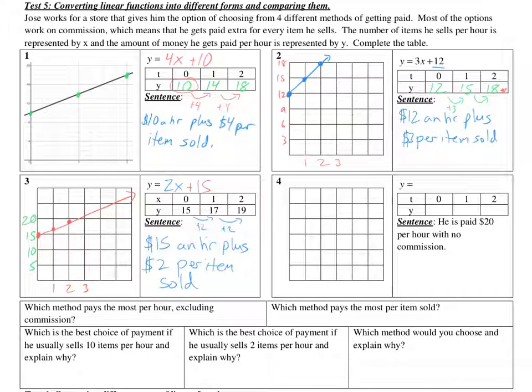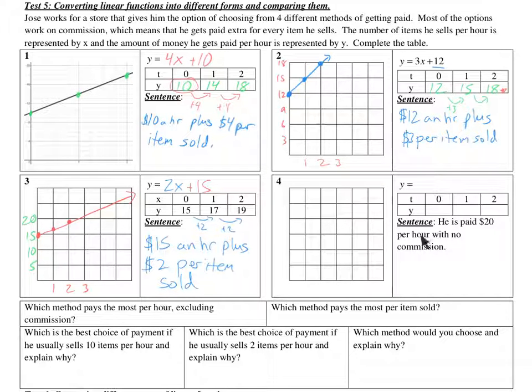Now we have 3 complete scenarios. We got to go to our 4th one here in a second. All right, last one. We're given a sentence. He is paid $20 per hour and no commission. Oh, so he gets $20 an hour, but nothing. It doesn't matter how many he sells.